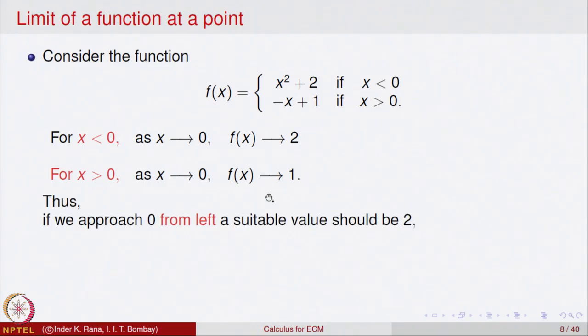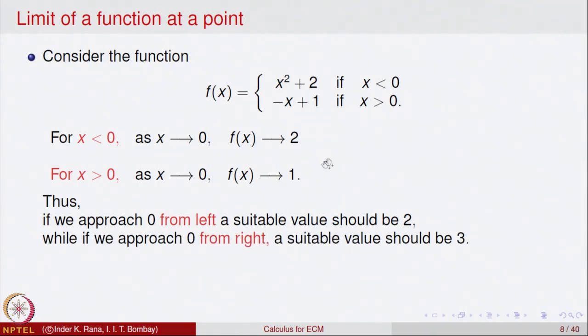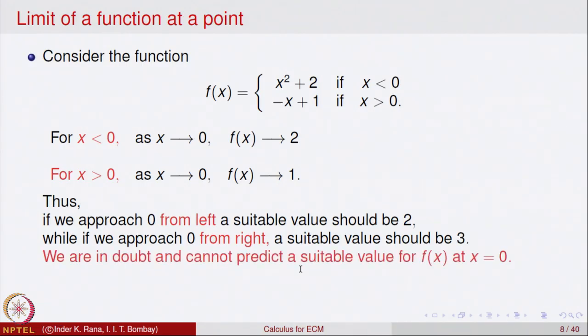So, I cannot say that there is a suitable value for the function at the point 0, because if I look from the left side, the value should be equal to 2. If I look at the right side, the suitable value for the function should be equal to 1, which is not true. There is a typo here, from the right that should be 1. So, that means the limit of the function does not exist. For this function, the limit does not exist as x goes to 0. Again there is a typo, I am sorry: the limit of f x as x goes to 0 does not exist.